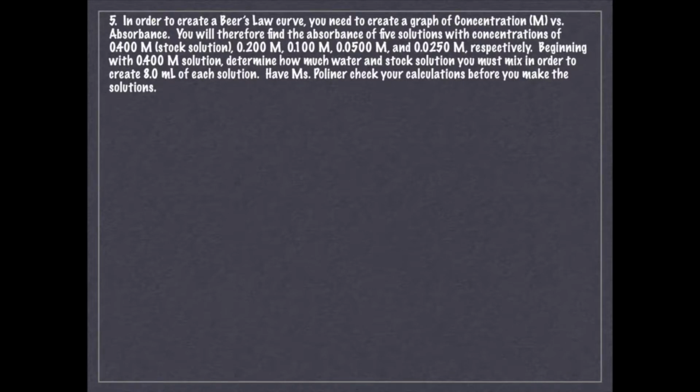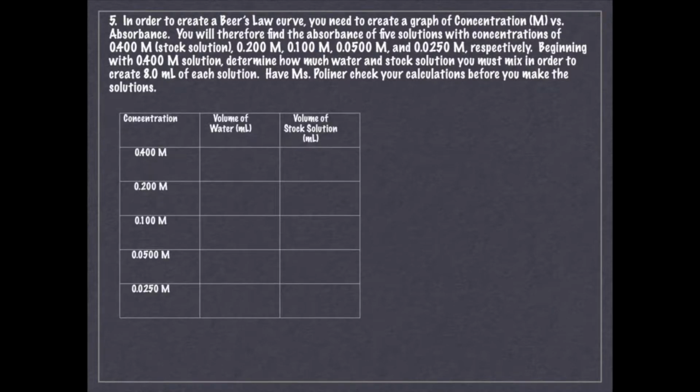Beginning with the 0.400 molar solution, determine how much water and stock solution you must mix in order to create 8 mLs of each solution. Have me check your calculations before you make the solutions. So, for example, I'm going to do the 0.200 molar solution.